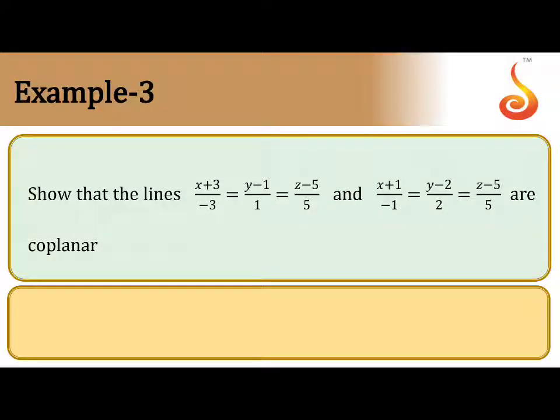Are the lines (x plus 3)/(minus 3) = (y minus 1)/1 = (z minus 5)/5 and (x plus 1)/(minus 1) = (y minus 2)/2 = (z minus 5)/4 coplanar? So what is the condition for two lines to be coplanar? You can take the condition.